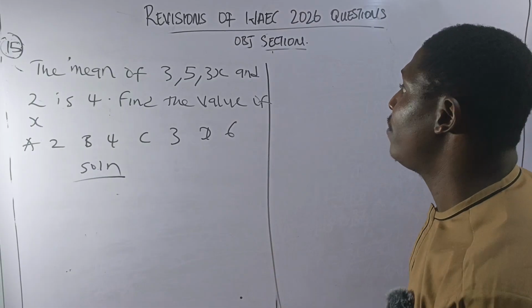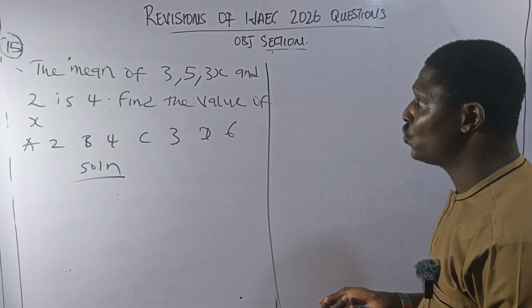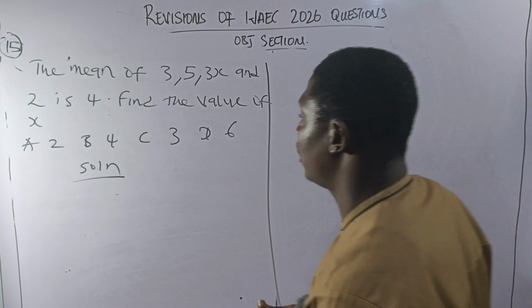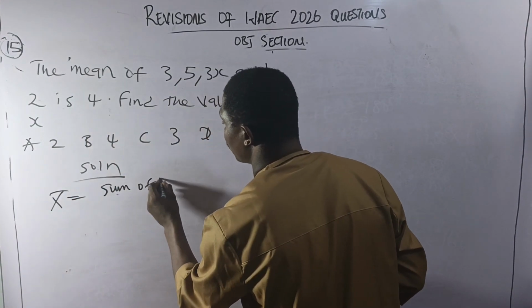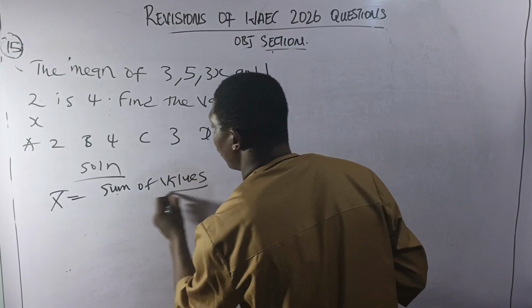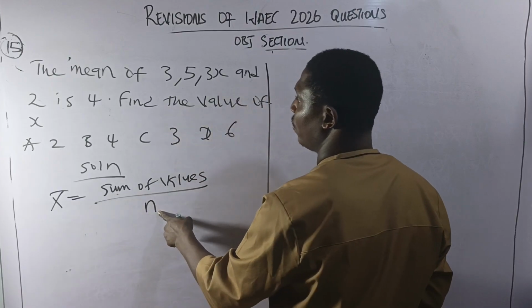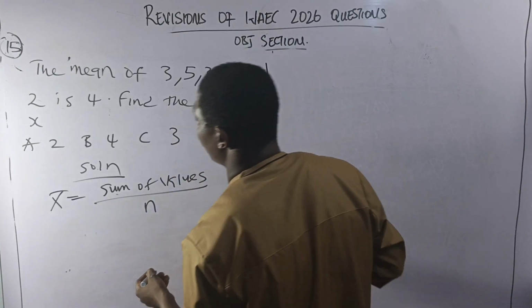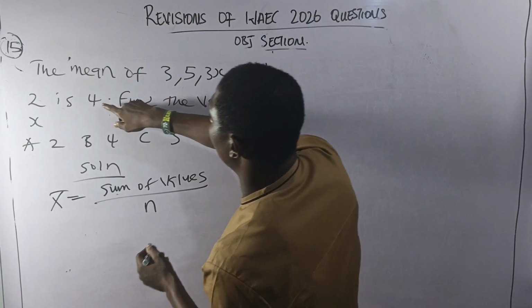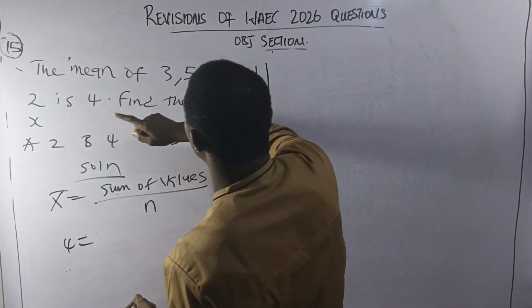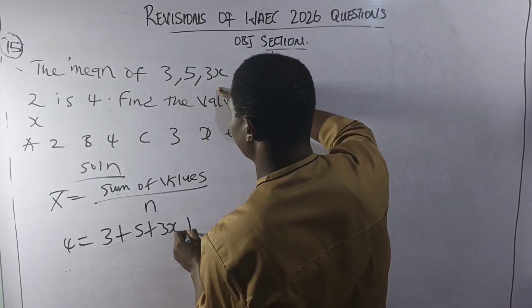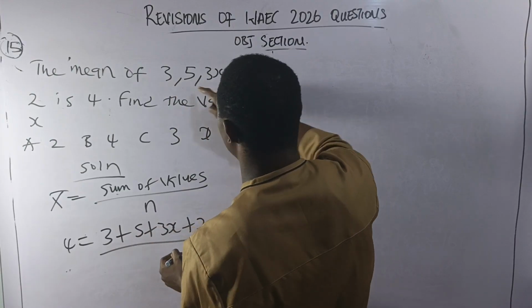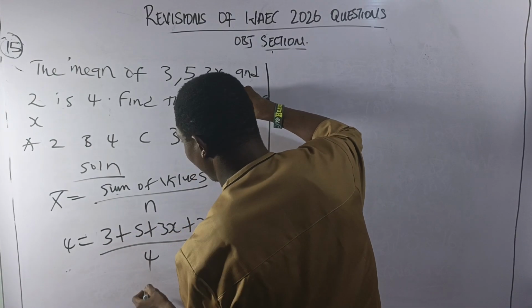Question 15 says, the mean of 3, 5, 3x, and 2 is 4. Find the value of x. What is the mean? Mean, x bar, equals the sum of values all over n, where n is the number of observations. The mean was given as 4. So 4 equals the sum of the numbers, 3 plus 5 plus 3x plus 2, all over how many values? 1, 2, 3, 4. All over 4.